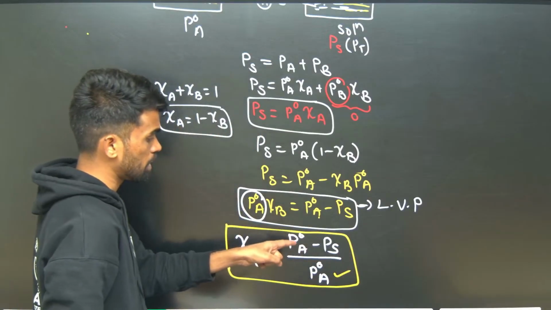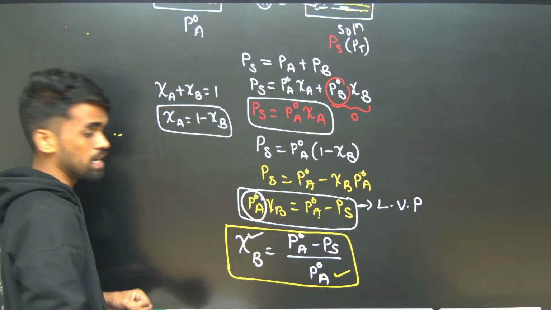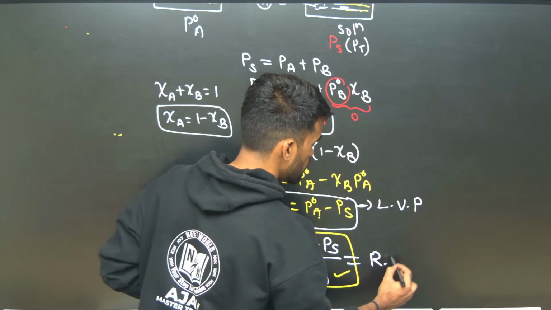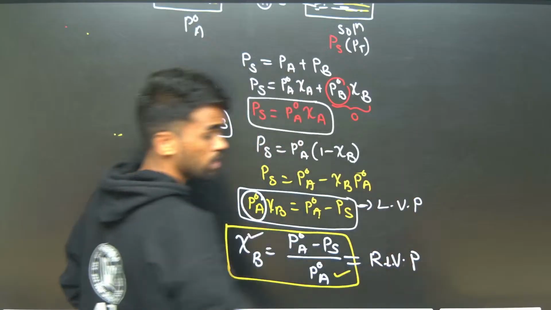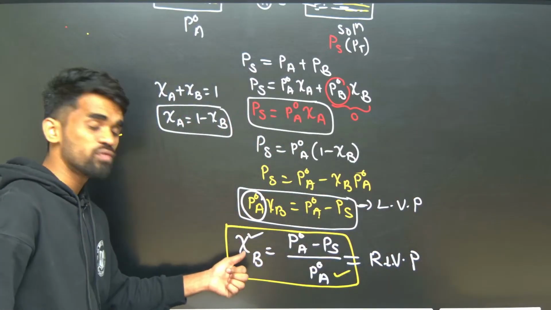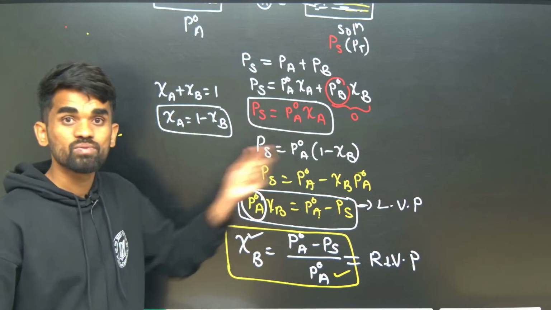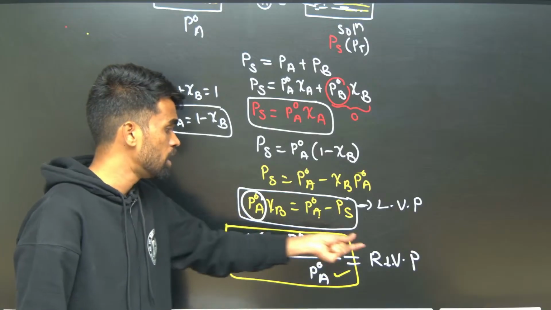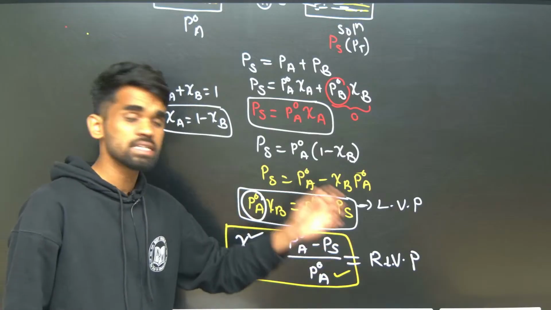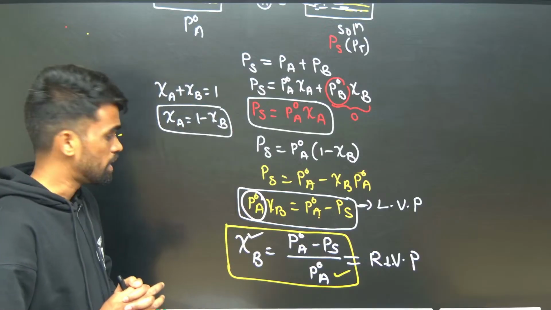See, RLVP, the relative lowering of vapor pressure of that solution, will be equal to the mole fraction of solute. The final equation you got is RLVP equals relative lowering of vapor pressure equals the mole fraction of solute present in that solution. That non-volatile solute, whatever amount we have in terms of its mole fraction, will be its relative lowering of vapor pressure. This is the main equation you can remember here.